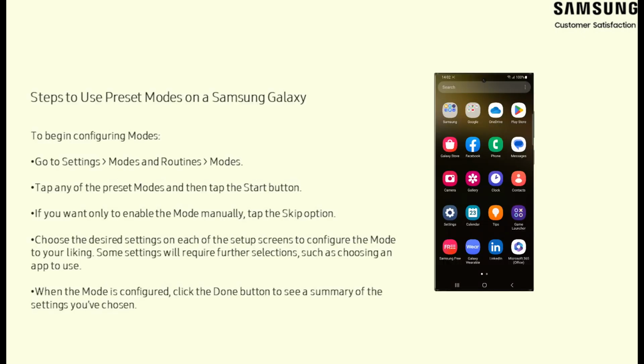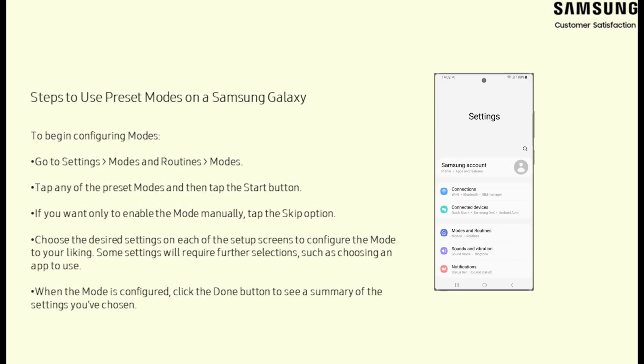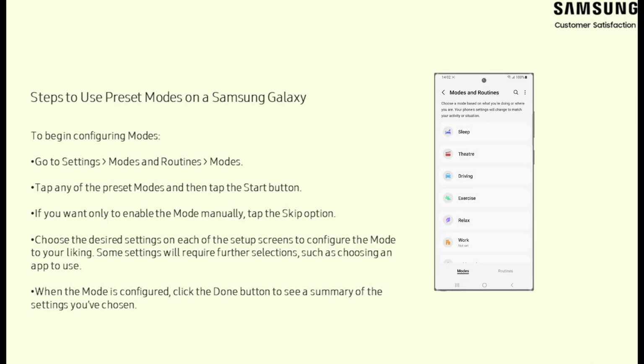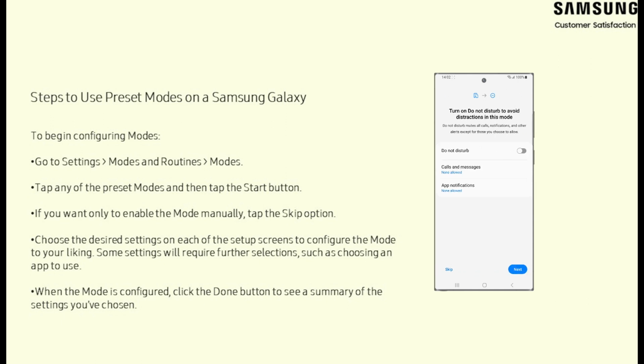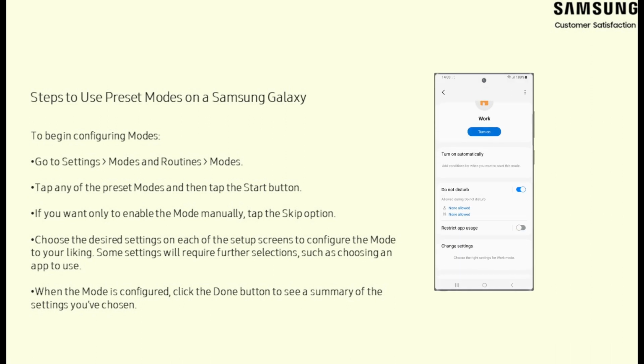To begin configuring modes, go to Settings, Modes and Routines. Tap any of the preset modes and then tap the Start button. If you want only to enable the mode manually, tap the Skip option. Choose the desired settings on each of the setup screens to configure the mode to your liking. Some settings will require further selections, such as choosing an app to use. When the mode is configured, click the Done button to see a summary of the settings you've chosen.